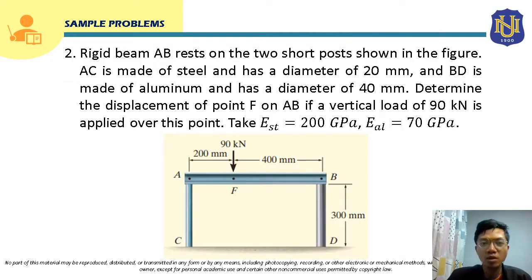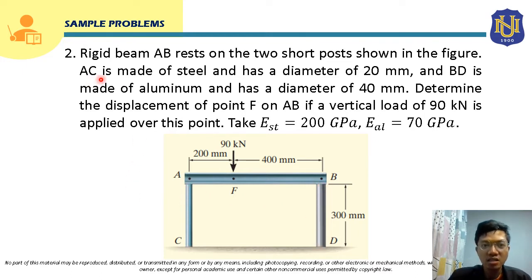For sample problem number 2, rigid beam AB rests on the two short posts shown in the figure. So we have here this rigid beam AB. This is rigid, meaning to say it will not deform. So this rigid beam AB is supported by these two short posts, post AC and post BD.